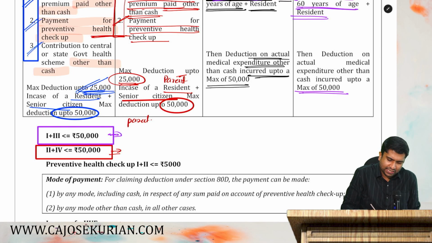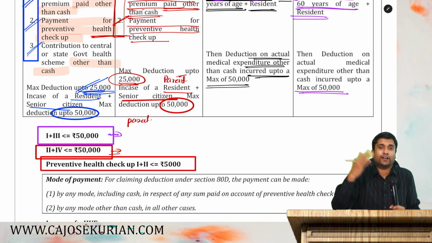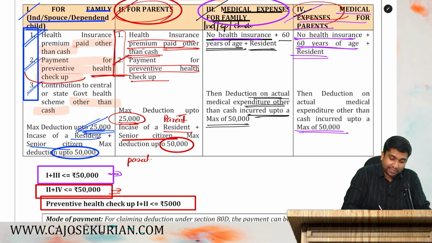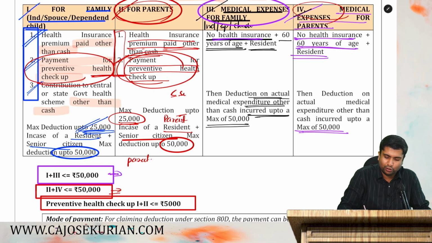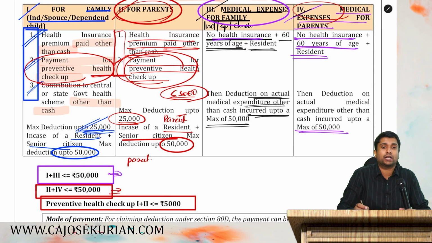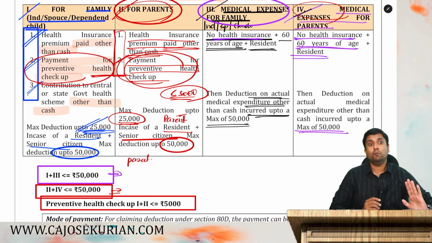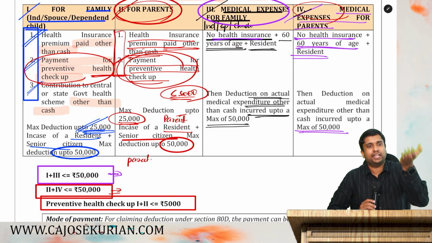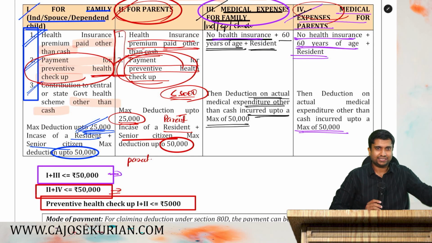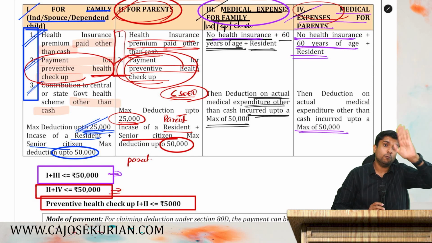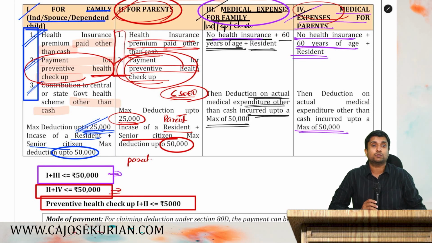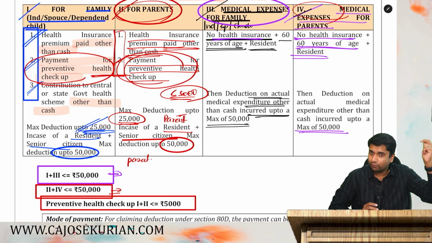Now, preventive health checkup in category 1 and category 2 shall never go beyond 5,000. Preventive health checkup in category 1 and category 2 shall always be less than or equal to 5,000. In both, you have to claim maximum 5,000. By making use of this, how much you can claim, that much you take it as a deduction. By satisfying all the conditions, how much you can claim, that much you take it as a deduction. That's what the department says. Are you all with me?